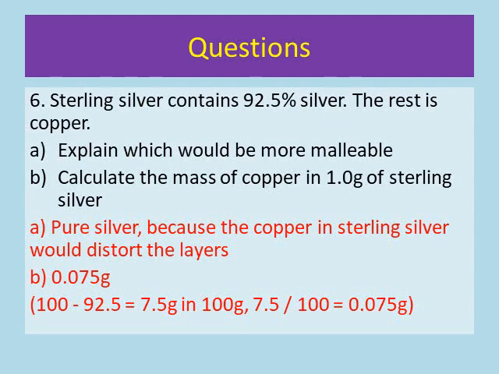0.075 grams. If you aren't sure how I got that number, what I did was I got 100, because that would be the full amount of percentage that a percent is out of. 100, take away 92.5, remember that's the percentage given to you in the question. That gives you 7.5 grams of copper if you had 100 grams of sterling silver. But you haven't got 100 grams of sterling silver, you've only got 1 gram. So what you would then need to do is get that number 7.5 and divide it by 100, and that's going to give you 0.075 grams. That's the amount of copper that would be in 1 gram of sterling silver.